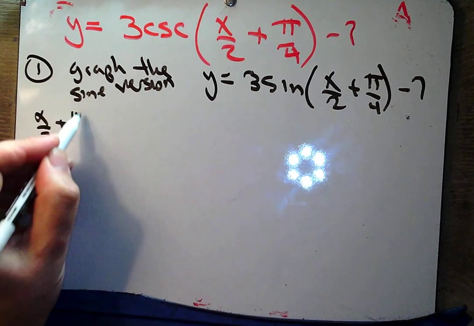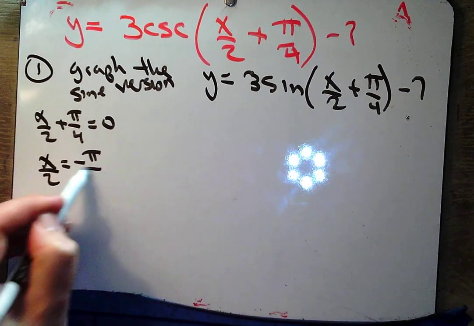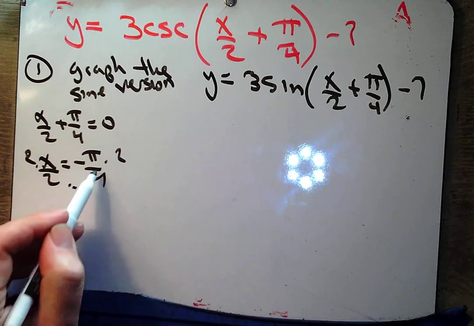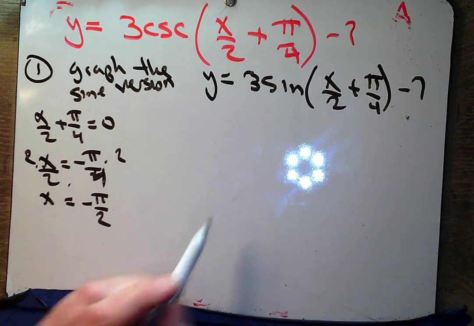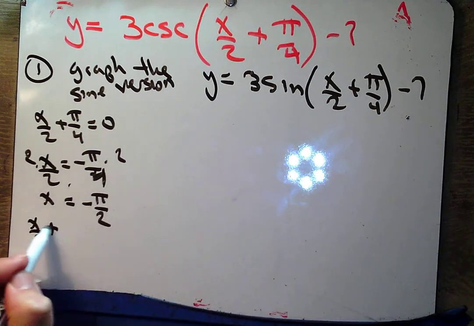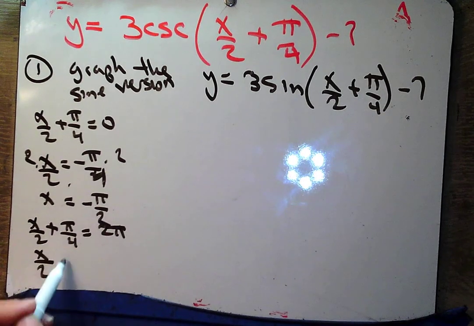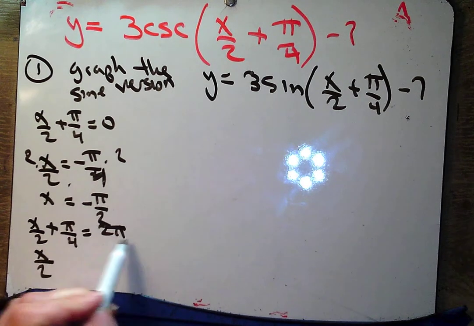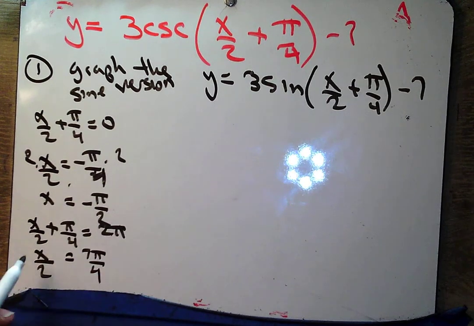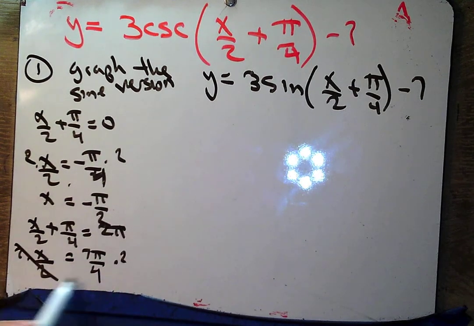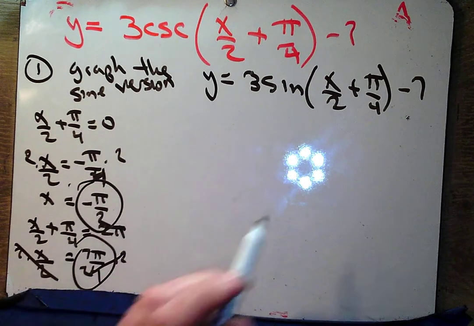So x over 2 plus pi over 4 equals 0. And x over 2 equals negative pi over 4. And if I multiply both sides by 2, I get x equals negative pi over 2. Don't forget we also need to set x over 2 plus pi over 4 equal to 2 pi. And so we're going to have x over 2 equals, subtract it from both sides, 8 fourths minus 1 fourth is 7 pi over 4. And if we multiply both sides by 2, we get 7 pi over 2. So we get negative pi over 2 and 7 pi over 2.